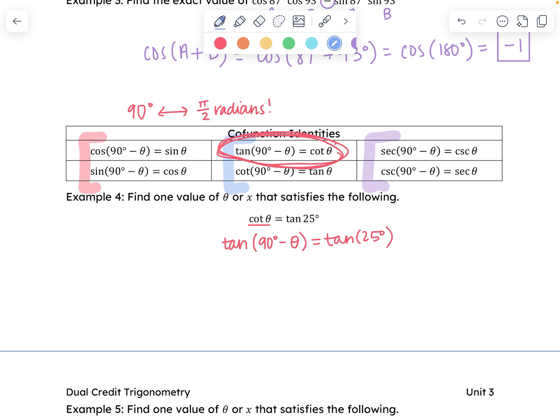Once I do that, I've got a tangent equals a tangent, and so I can just look at what was inside the tangents. 90 degrees minus theta has to equal 25 degrees, because if two tangents equal each other, the inside parts have to equal each other. From here, I'm going to subtract 90 degrees from both sides. So I get negative theta is equal to negative 65 degrees. Then divide both sides by -1 to get theta is equal to 65 degrees.